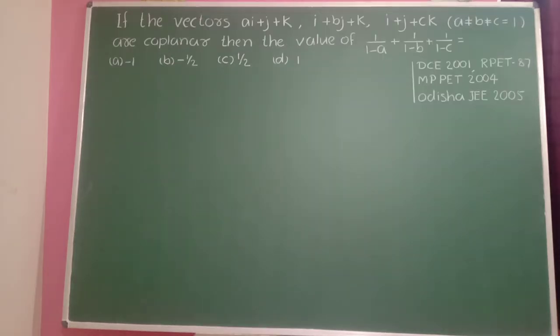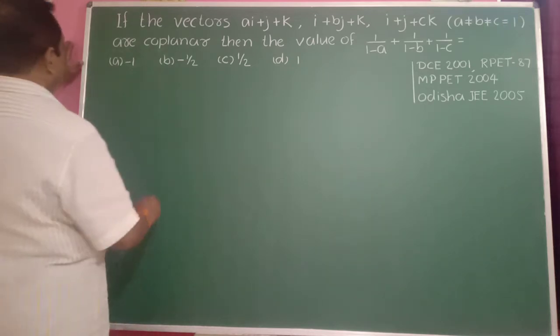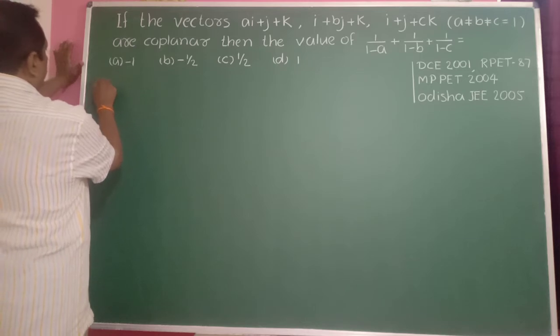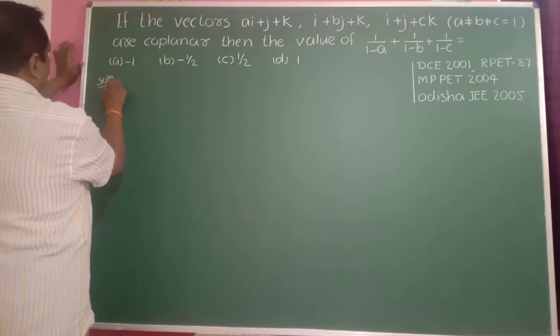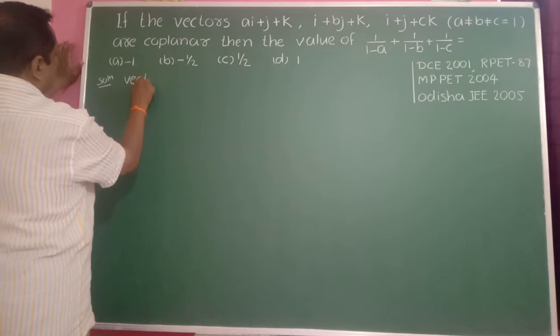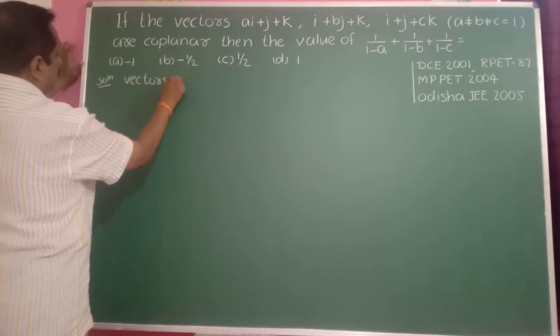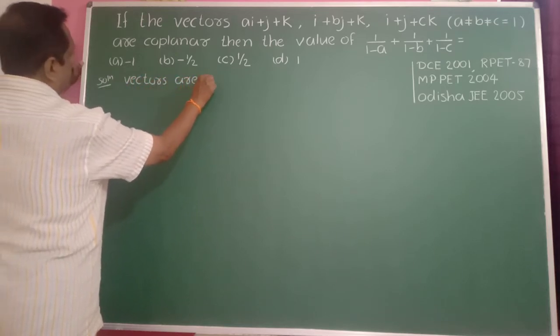If the vectors a i plus j plus k, i plus b j plus k, i plus j plus c k are coplanar, then what is the value of 1 upon 1 minus a plus 1 upon 1 minus b plus 1 upon 1 minus c? Therefore, the vectors are coplanar.